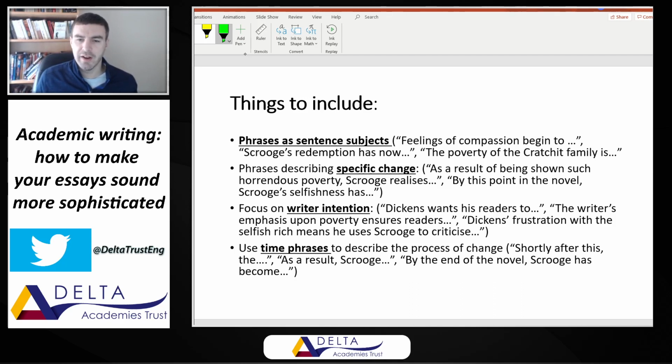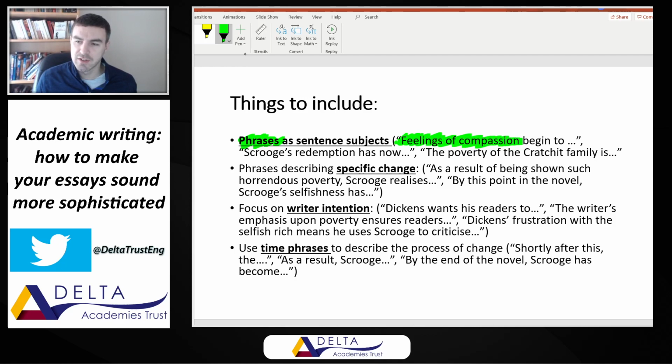So instead of talking about this shows or this idea or I think, put the thing there. And that's often going to be as a phrase. Okay? So put a phrase as a sentence subject. So the phrase here, instead of saying Scrooge feels something or I think or we can see that Scrooge, put the thing first. So feelings of compassion.